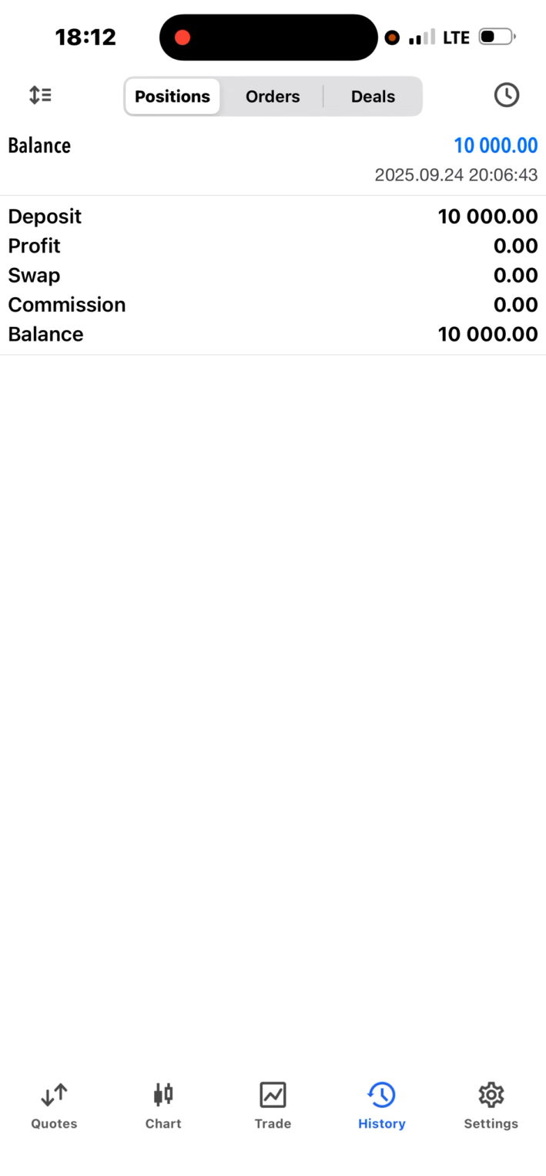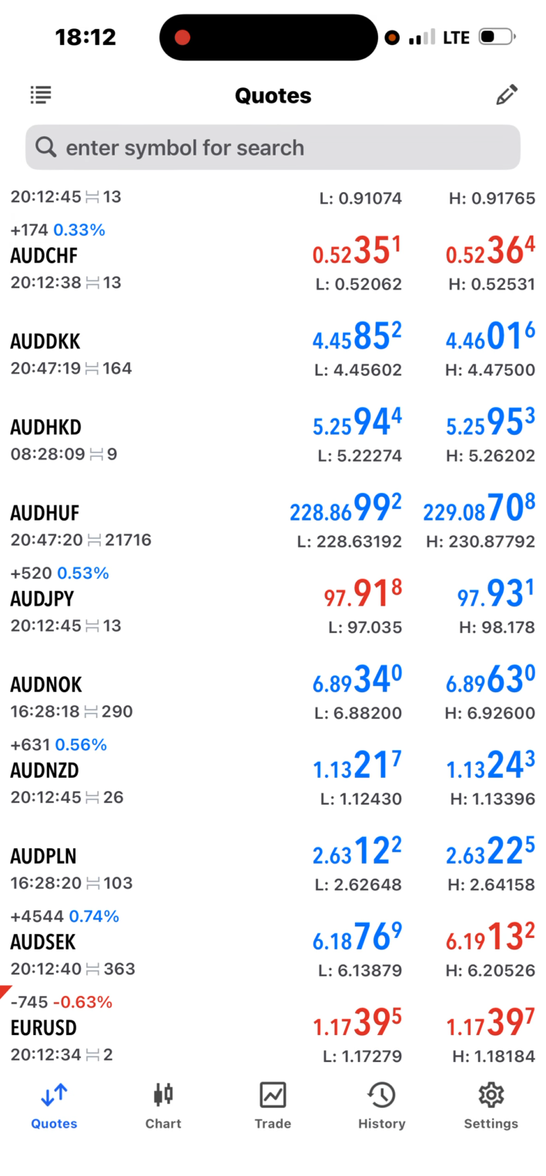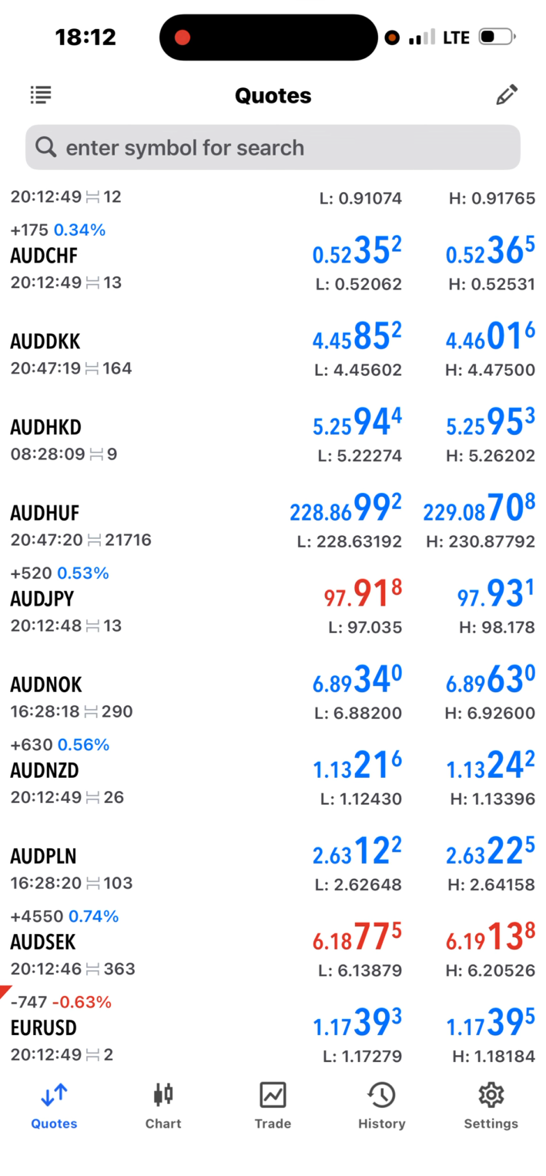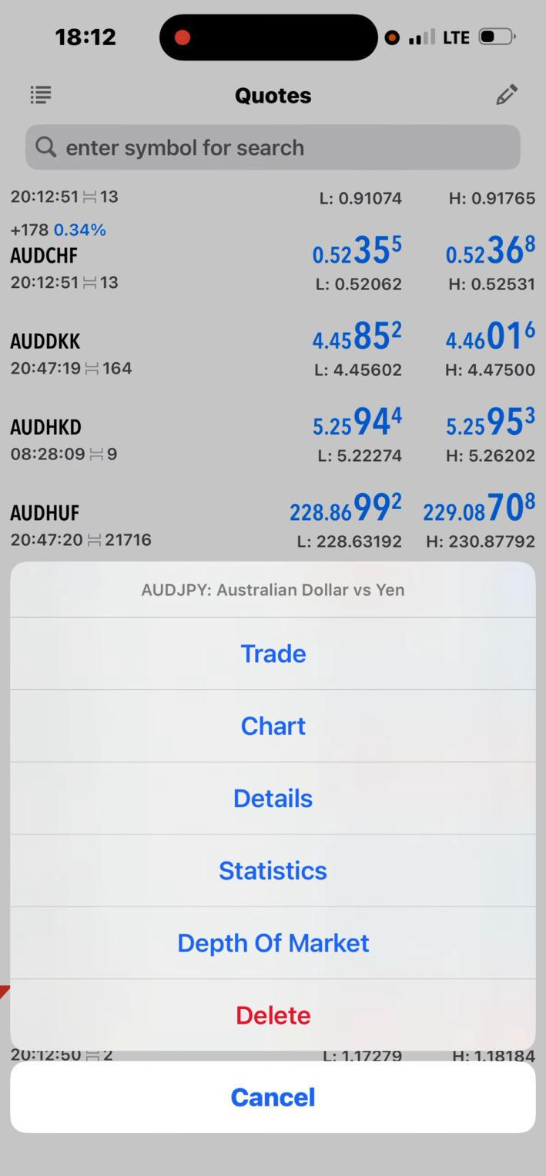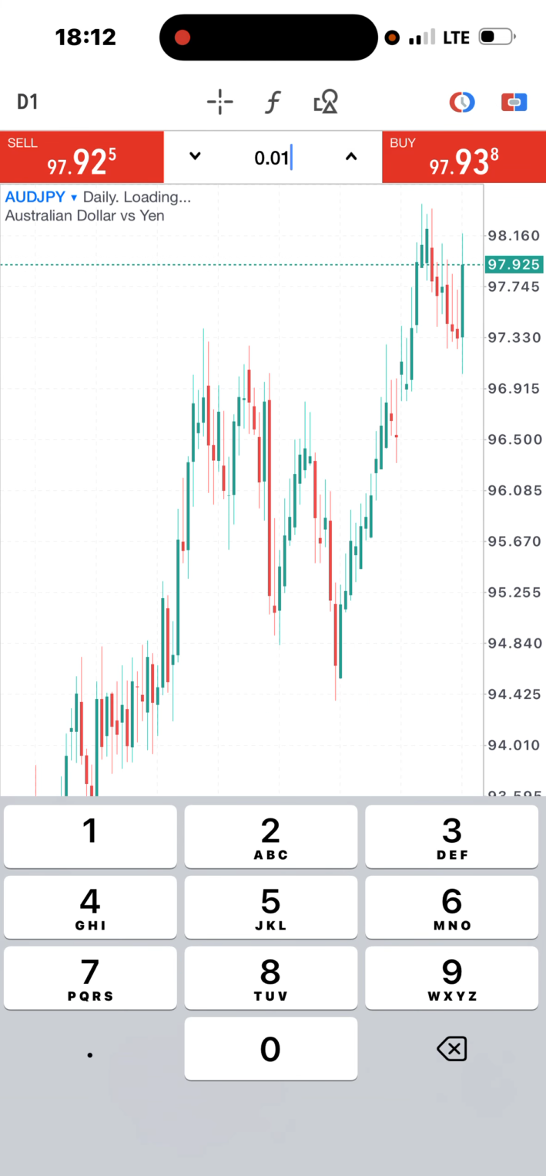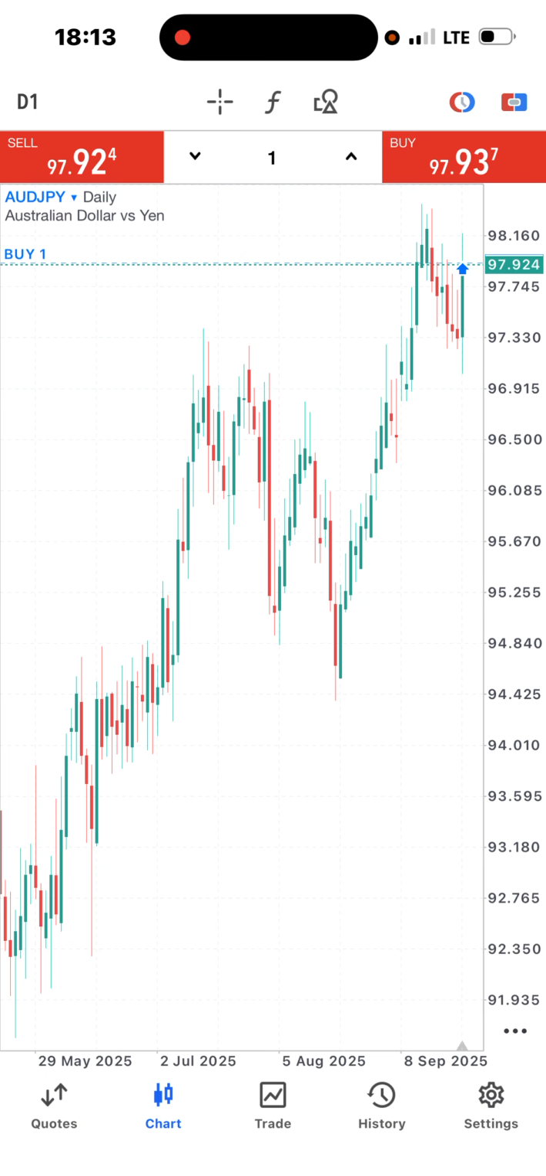I believe this video is explanatory enough for us to be able to understand. Now let me just recap again. Whatever pair you want to trade on, you click on the pair, you click on chart, and you go ahead and input your lot order. Now when you input your lot order, let's say I'm using a 1 standard lot for this trade and I'm buying, you input your lot order.